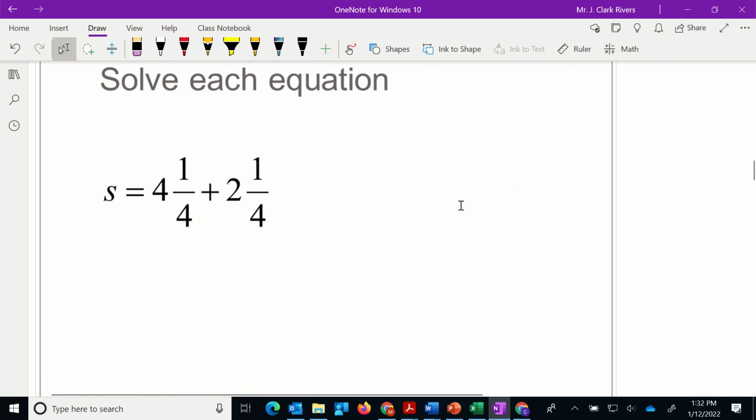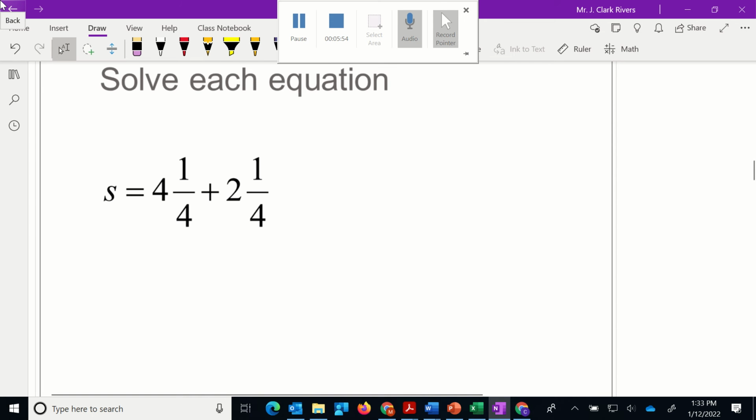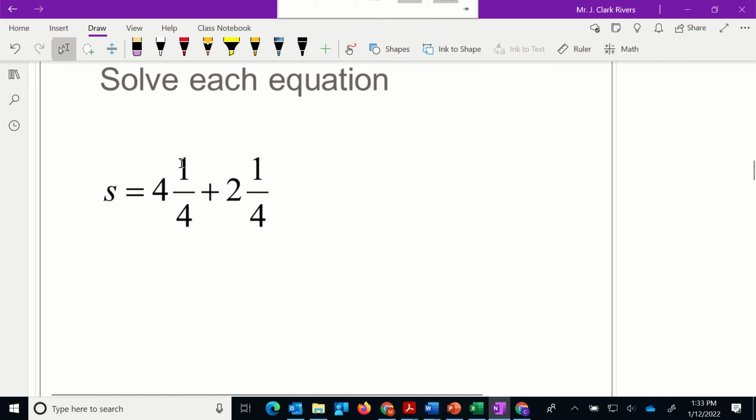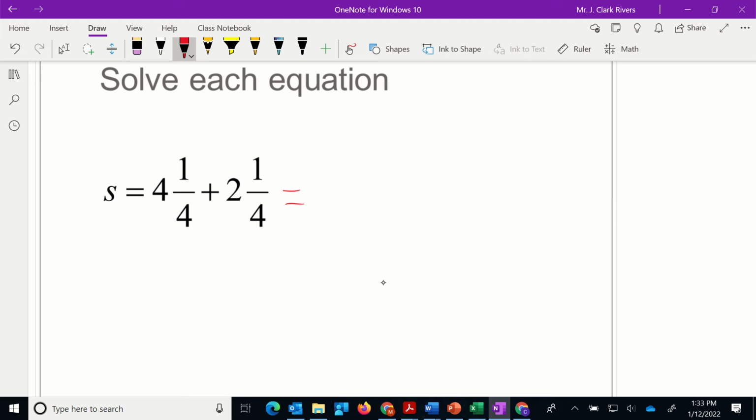Let's take a look at this one. Notice we have a mixed number plus a mixed number. Any idea of what we should do first here? Yes? I think add the whole thing. We can do that. Now, I'm going to tell you there are situations where it's much easier to convert these to improper fractions. So we'll work it first where we just add the whole numbers. But then in a moment, we're going to do it where we convert to improper fractions. So what's 4 plus 2, everybody? 6. You with me, Matthew? Okay. What's 1/4 plus 1/4?